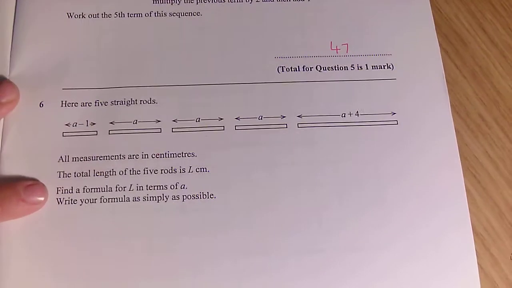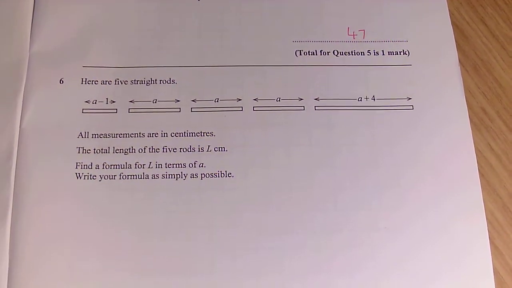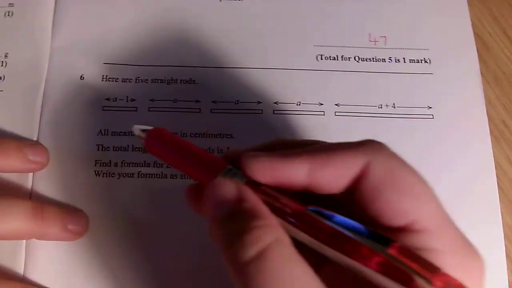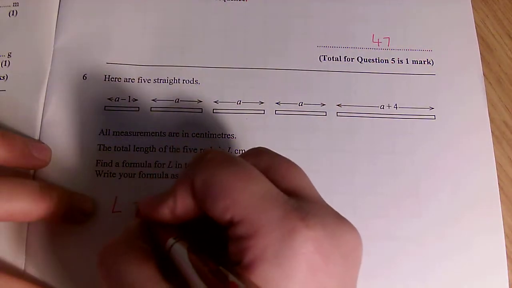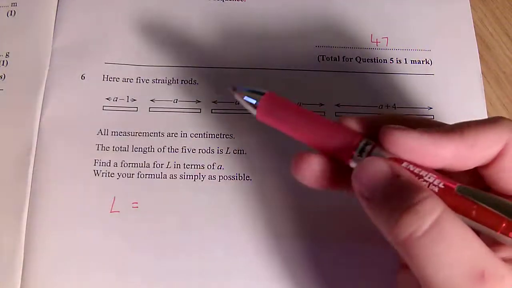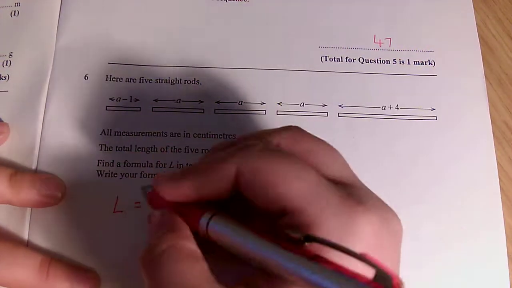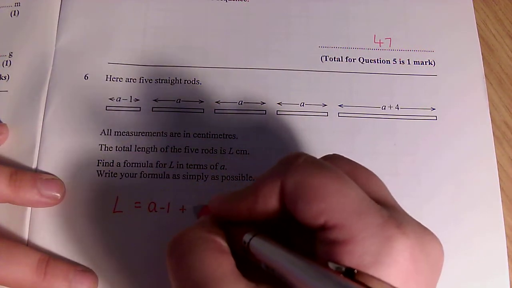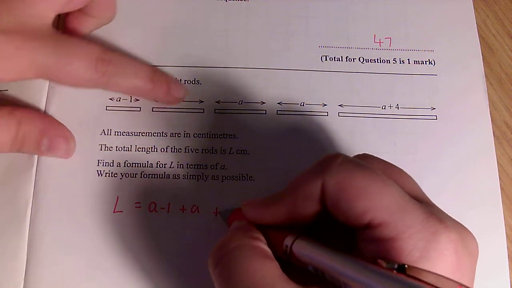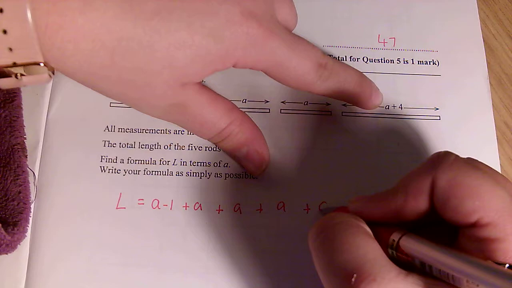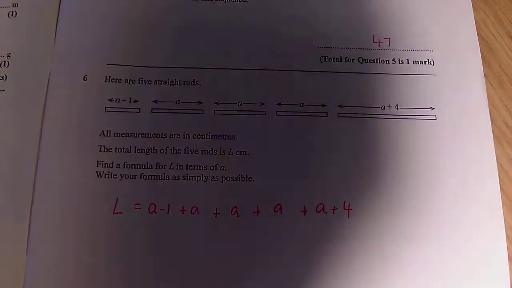Okay, question 6. A lot of us get confused here and we tend to struggle. All measurements are in centimetres. The total length of the 5 rods is L centimetres. Find a formula for L in terms of A. Okay, so the length is equal to a formula. So we want something that's equal and we want 2 bits that we don't know. Length is equal to A minus 1 plus A plus A again plus A again plus A plus 4. I can get 1 mark for doing that.